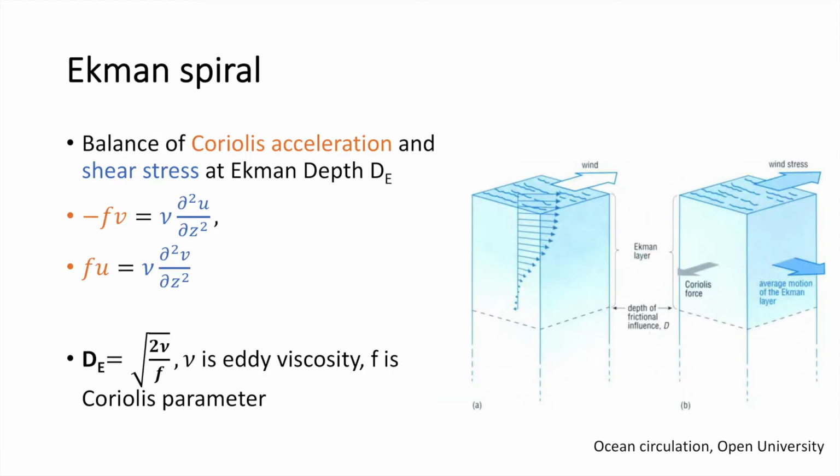The velocity spirals with the coaction of shear stress and the Coriolis acceleration, and they are balanced at the Ekman depth, dE, which is the bottom of Ekman layer. The Ekman depth is determined by eddy viscosity and Coriolis parameter. It should be noted that we use eddy viscosity here instead of molecular viscosity, and the turbulent ocean water rather than a laminated one is what we assume.